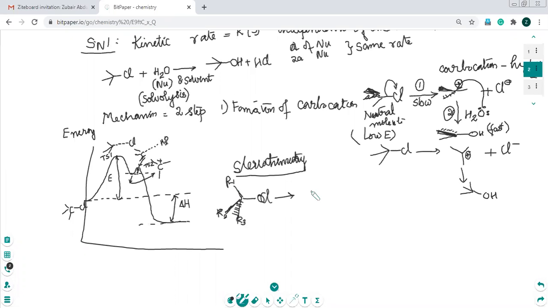You will get an intermediate R1, R2, R3 with a racemic mixture.